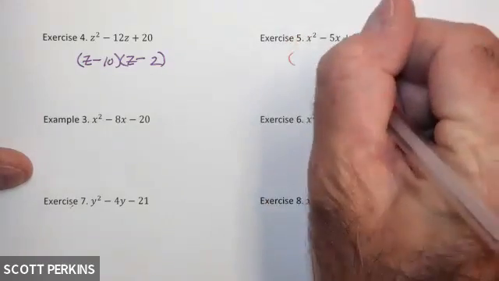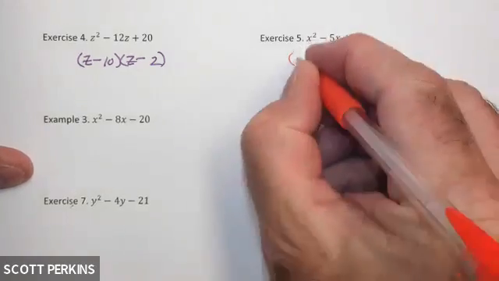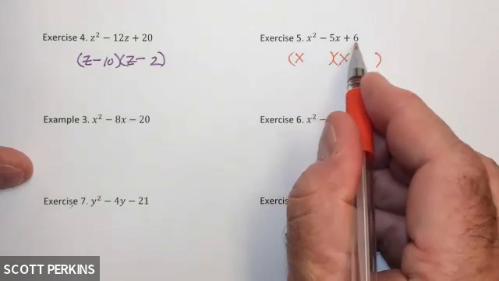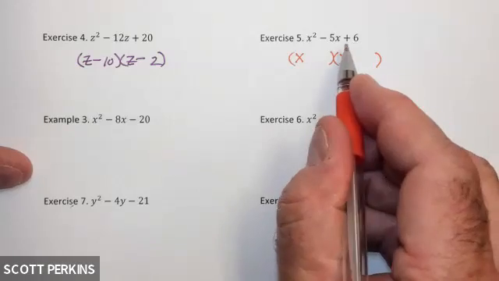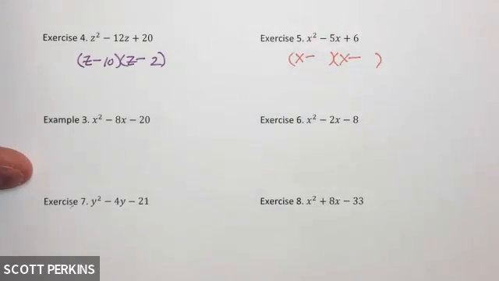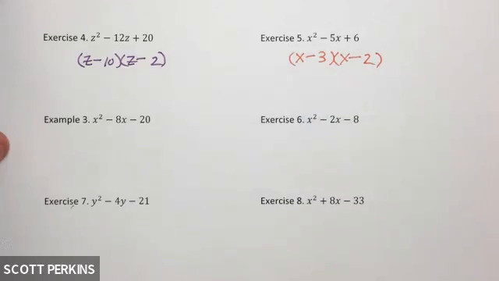All right, so one more time on my same sign problems. I've got a 1 in front of the x squared, so x times x. This is a positive 6. It tells me the signs have to be the same. This is a negative 5. It tells me they both have to be negative. And what are the two factors of 6 that are going to add up to 5? 3 and 2, or 2 and 3. Order does not matter there.